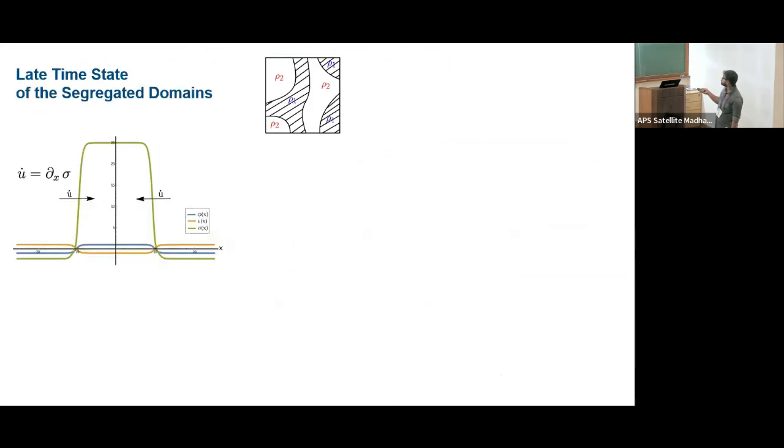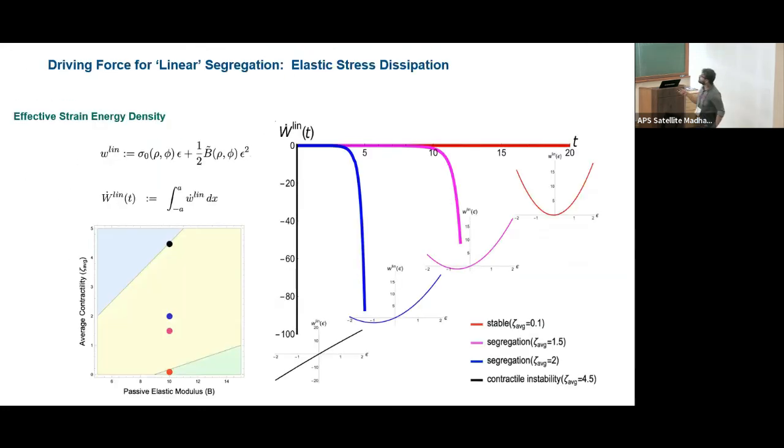So we asked what is the driving force behind this segregation. Here we find that the elastic stress distribution is behind the segregation dynamics, but only in the linear regime. This is the effective strain energy density in the linear regime. As segregation progresses, the stress power drops sharply. So this is the minimum elastic energy dissipation, which is driving the segregation.